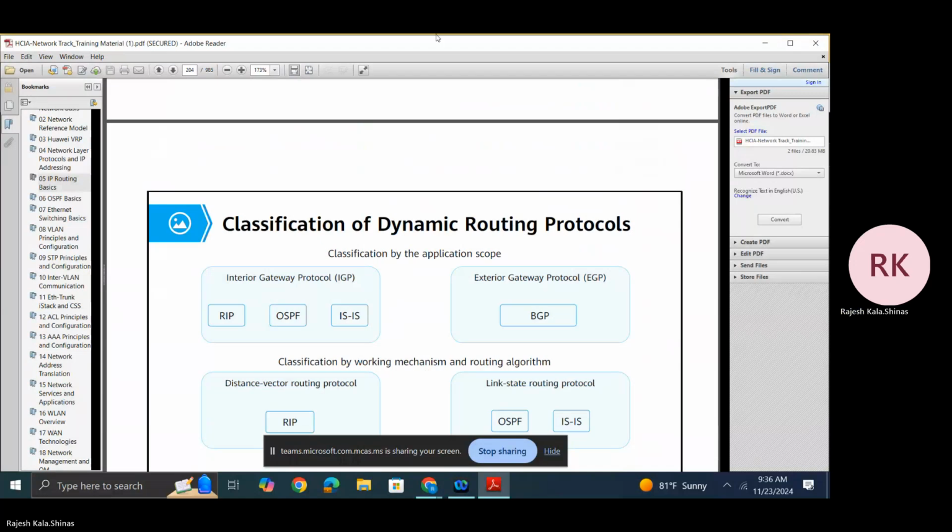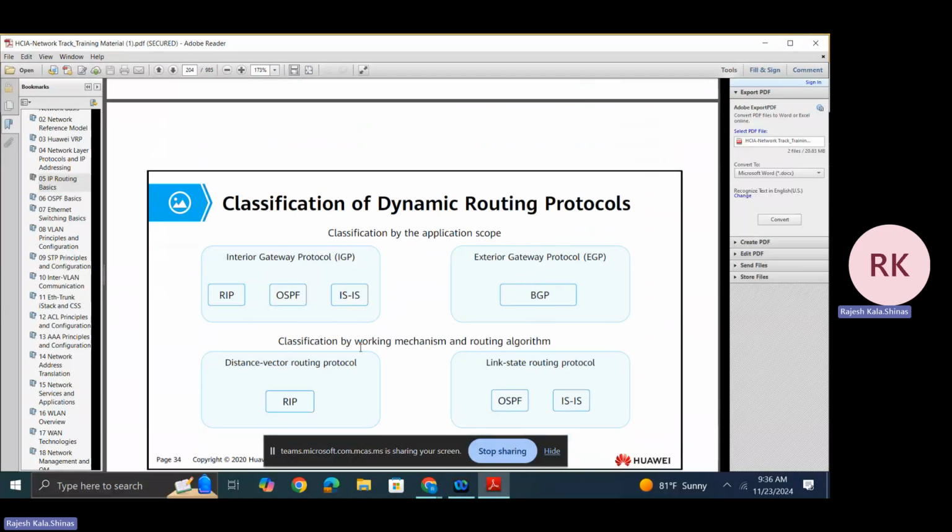Okay. Different types of dynamic routing protocols. IGP based means RIP, OSPF, IS-IS. Exterior gateway means BGP. Classifying by working mechanism and routing algorithm, RIP is distance vector, based on the distance and direction. Link state means state of the link. Okay, remember these things. Maybe in the multiple choice questions they'll ask you the names of interior gateway routing protocols: RIP, OSPF, IS-IS. Names of exterior gateway protocol: BGP, not BJP, BGP. Names of distance vector routing protocol: RIP. Link state: OSPF, IS-IS. Remember this. Okay.